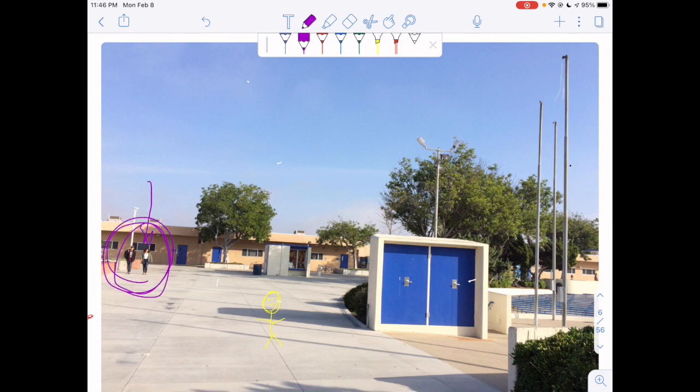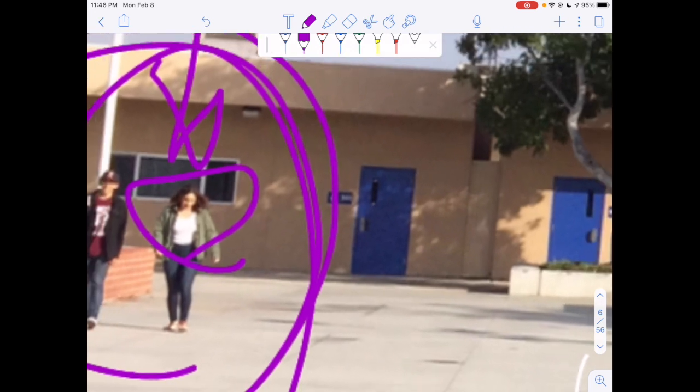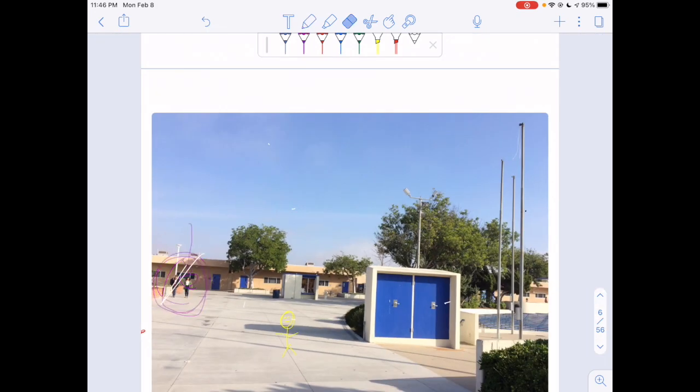Whoa. Not 6 feet apart. No mask. What the heck? I'm just kidding. This picture was taken like last year.